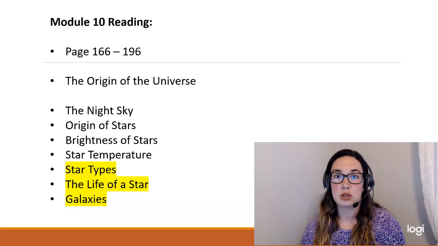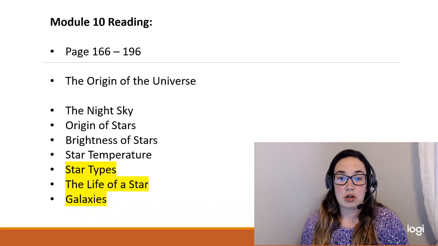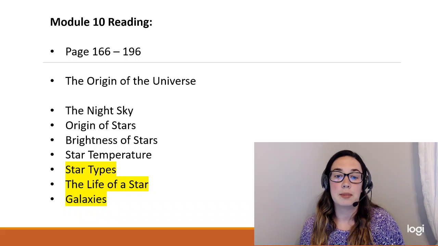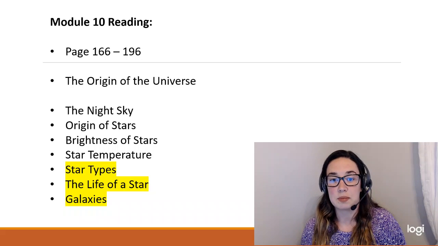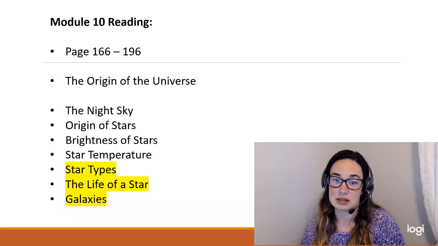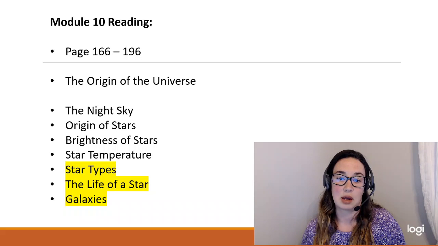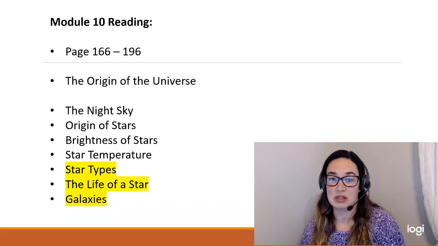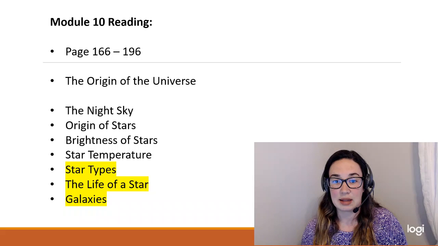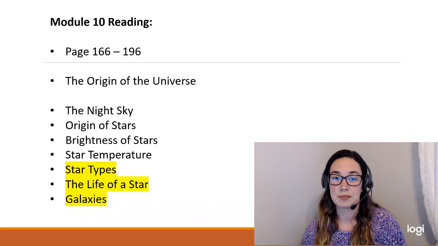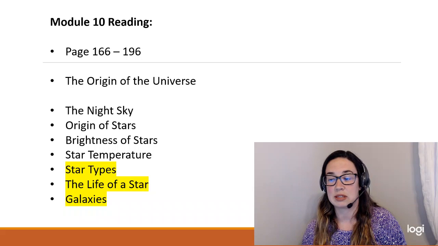And we're going to get right into our Module 10 Part 2. So the first part, we covered the 4 sections: the night sky, the origin of stars, the brightness of stars, and star temperature. Today we're going to be covering star types, the life of a star, and galaxies. I accidentally excluded the galaxies portion on the last presentation, but that is the 7th section. And then the next lesson here, we're going to go over the origin of the universe, which hopefully will not be as lengthy. Make sure you're doing your reading, page 166 to 196.